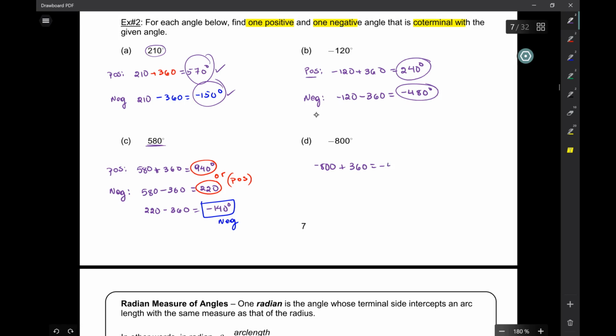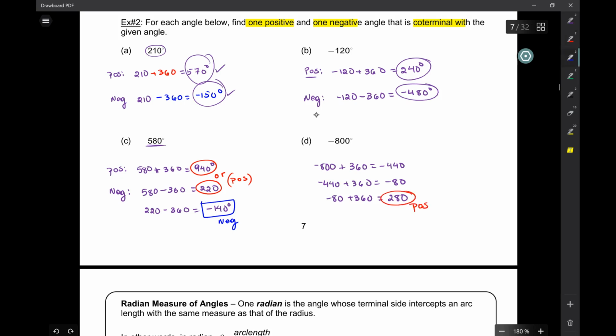Negative 440. Okay, I need a positive value and a negative value. I could use that as my negative coterminal angle. Let's keep going. So add another 360, and I got negative 80. Now take negative 80 and add another 360 until I hit a positive value, and finally I get 280. So now this definitely is going to qualify as my positive one.